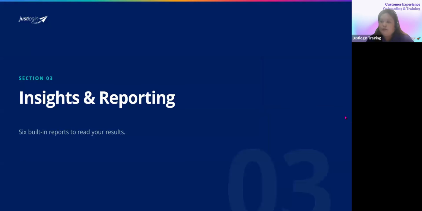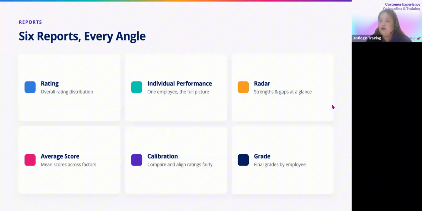Section 3 would be the insights and reporting. We've said earlier that there are 6 built-in reports that will read your result, and these are the names of the reports that we have. So the rating report discusses the overall rating distribution. If you want to focus more on the ratings result, how the manager rated their staff, you can make use of our rating report.